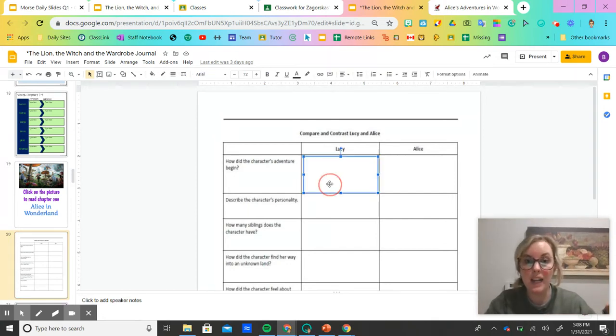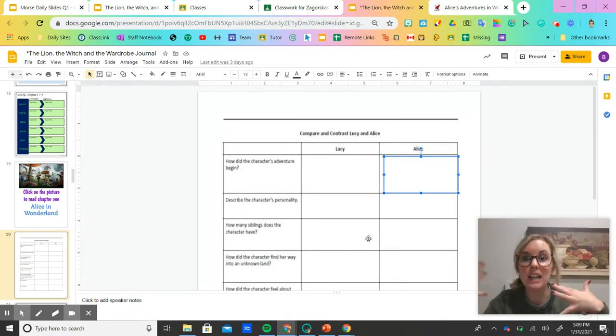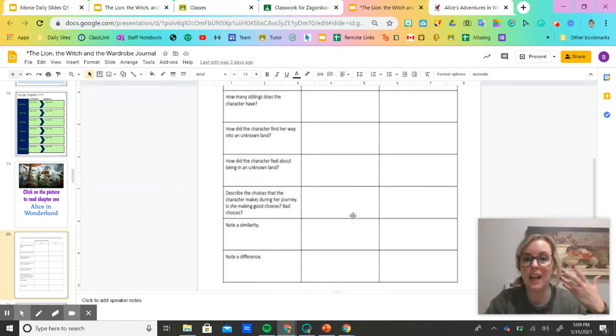So you can go back to chapter 1 of The Lion, the Witch, and the Wardrobe because it explains how Lucy's adventure began in Narnia. And then for Alice, you can go back to chapter 1 of her story and see how she got to Wonderland. And then you're going to go all the way down and answer these questions about their personalities. Do they have any siblings? How did the character find her way into the unknown land? So what were the portals?